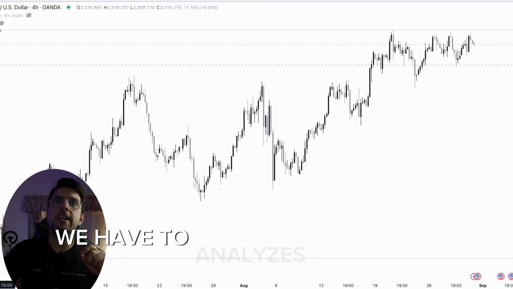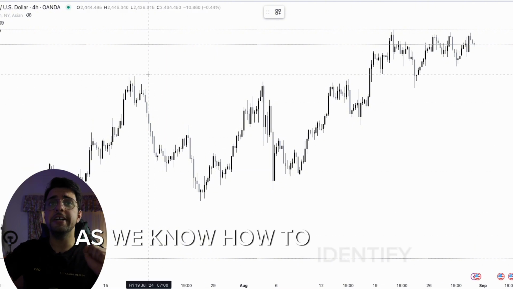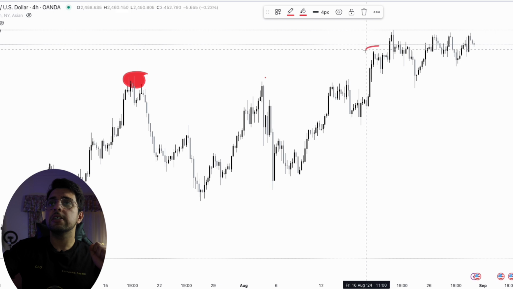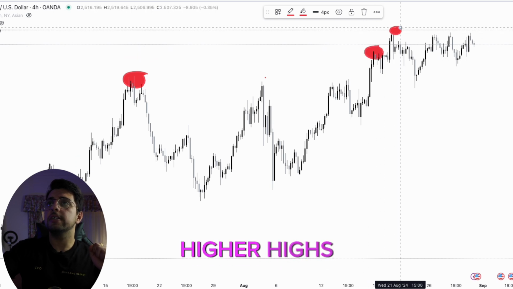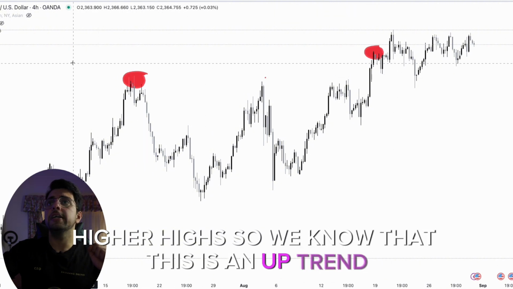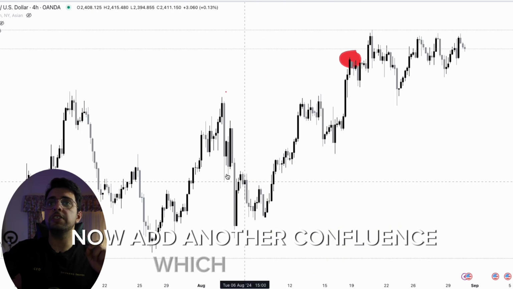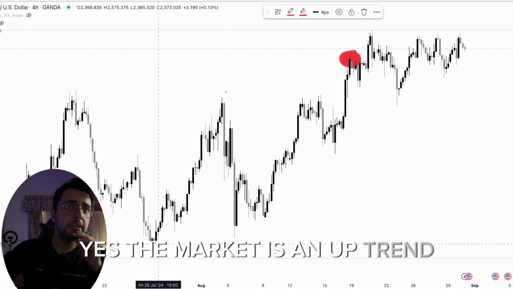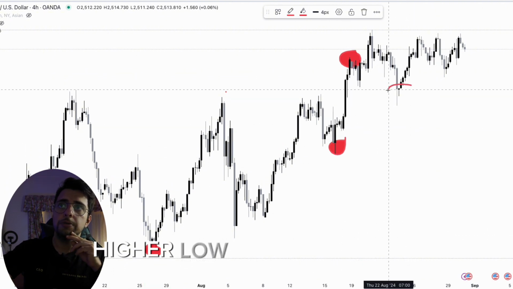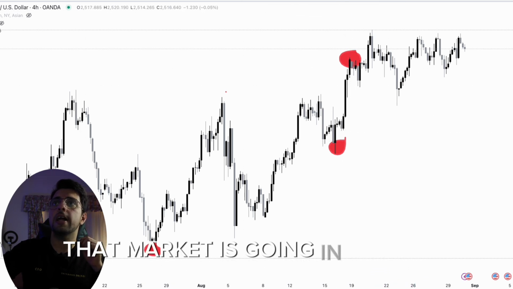First of all, we have to analyze what trend we are having. As we know how to identify a trend, we can see it's making higher highs, higher highs, higher highs. So we know that this is an uptrend, that the market is actually in an uptrend. Another confluence which we can see is that it's making a higher low, higher low, and higher low. So this is the confluence that the market is going in an uptrend.